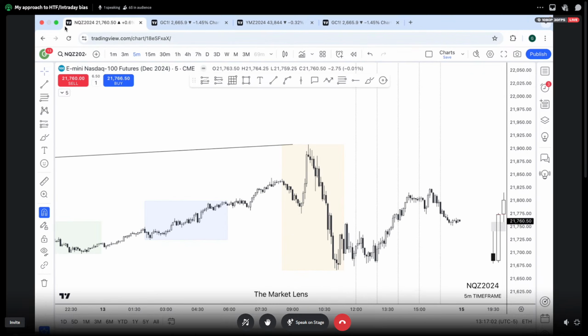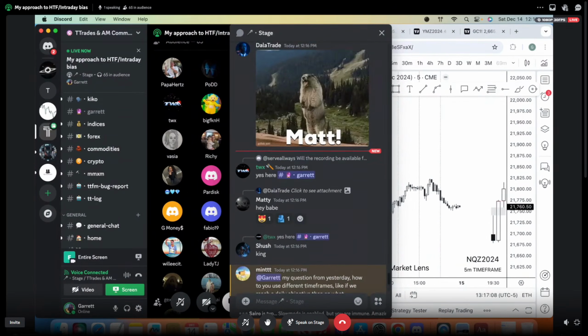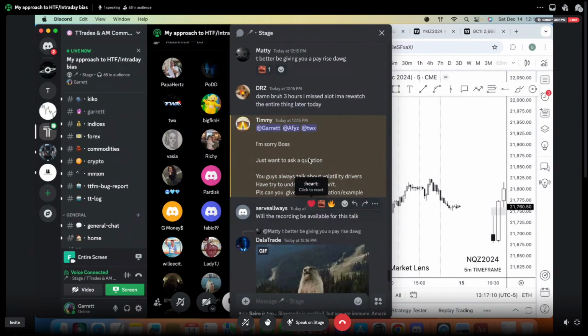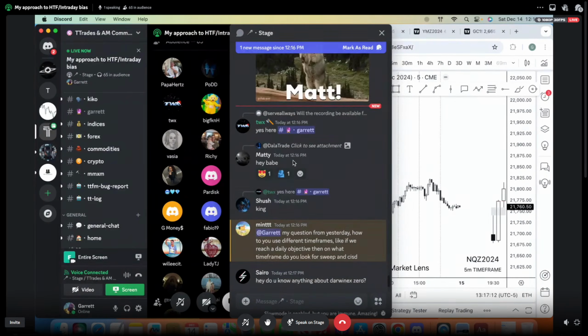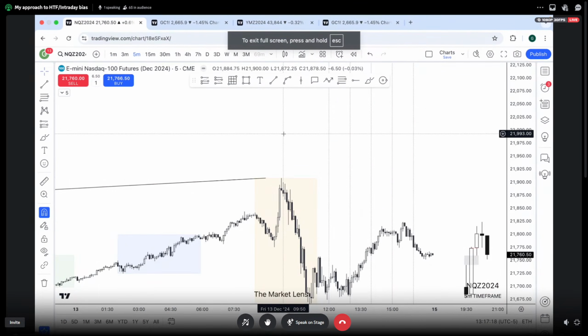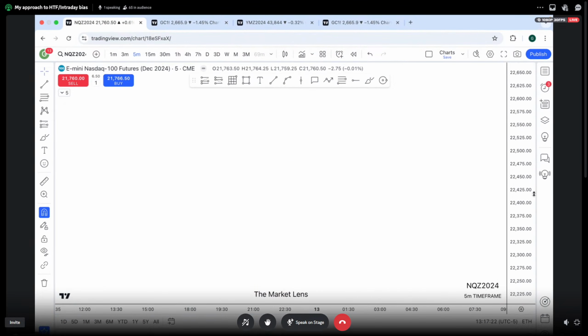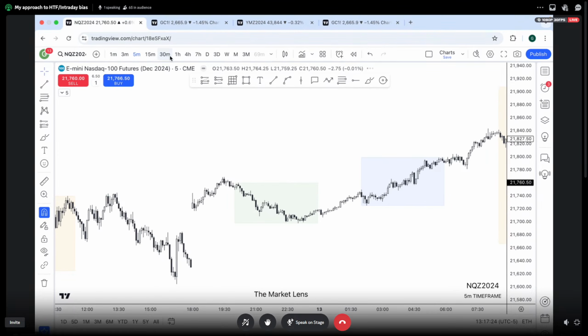Does that make sense? When a news driver actually creates the manipulation, and for a continuation, let's say London high of the day or something. Actually, this is pretty good. It's a good example actually.